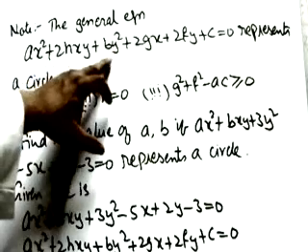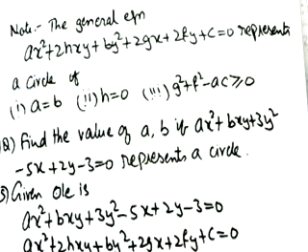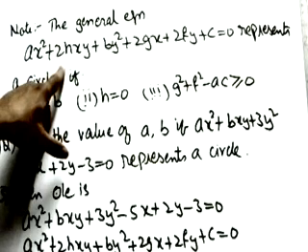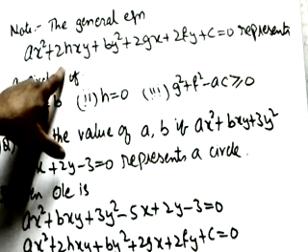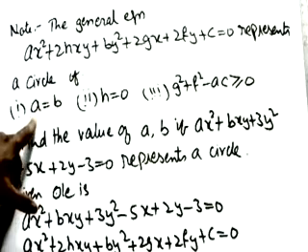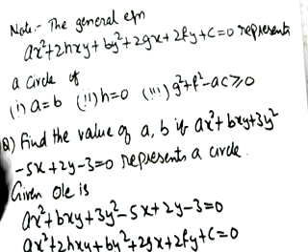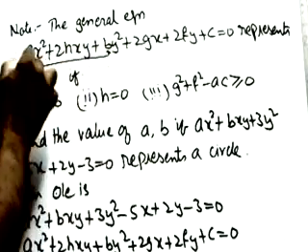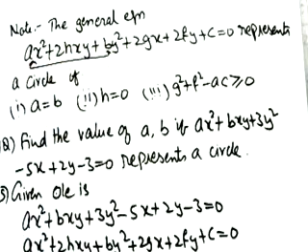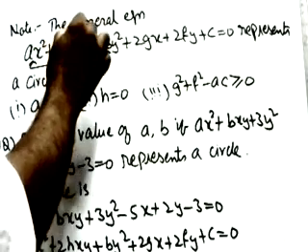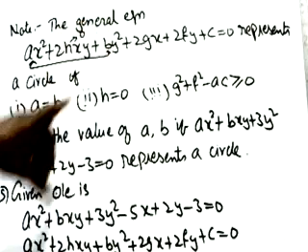You see here the general equation: ax square plus 2hxy plus by square plus 2gx plus 2fy plus c equals to 0. This equation represents a circle if it satisfies three conditions. First condition is A should be equal to B. And second condition is H equals to 0.